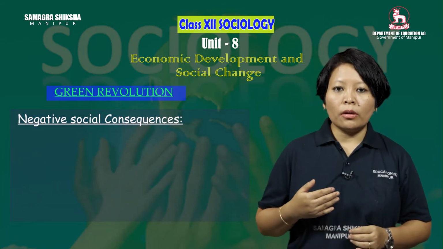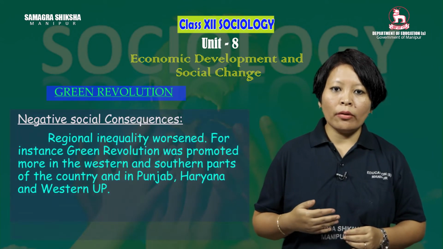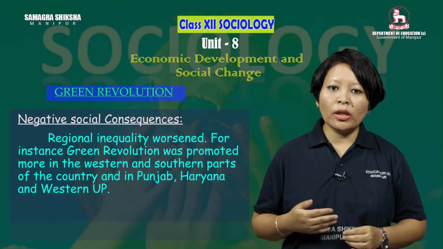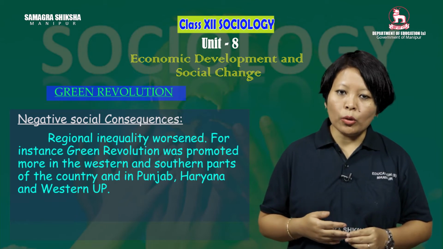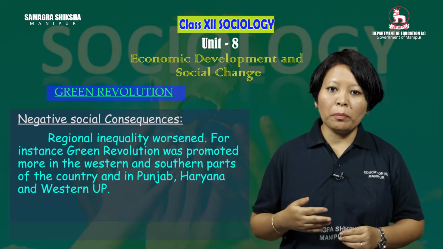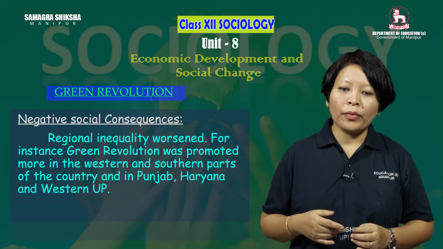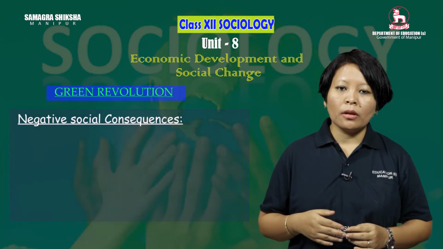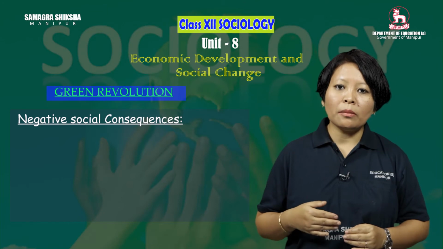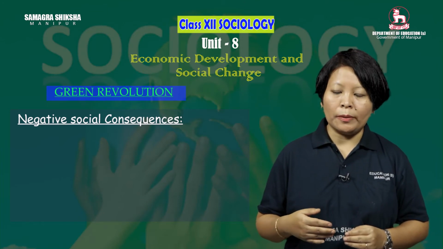The Green Revolution also had another negative consequence: regional inequality. In the initial phase of the Green Revolution, it was introduced mainly in Punjab, Haryana, Western UP and certain parts of India. They ignored eastern parts of India and dry areas of Telangana and Rajasthan.